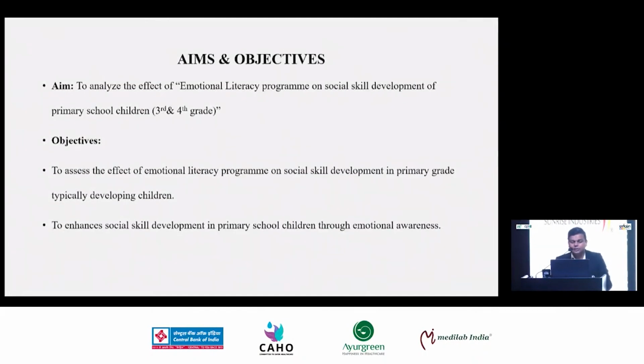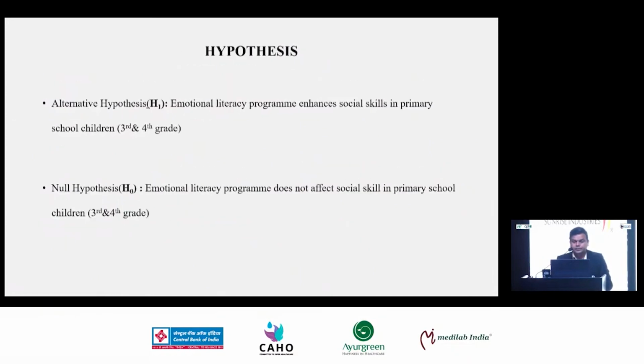Aims and objective of my study. Aim is to analyze the effect of the emotional literacy program on social skill development of primary school children. Objective is to assess the effect of the emotional literacy program on social skill development and to enhance the social skill development in primary school children. Hypothesis. My alternate hypothesis is emotional literacy program enhances social skills in primary school children. Null hypothesis. Emotional literacy program does not affect social skills in primary school children.